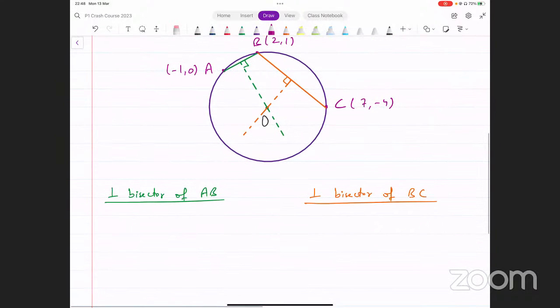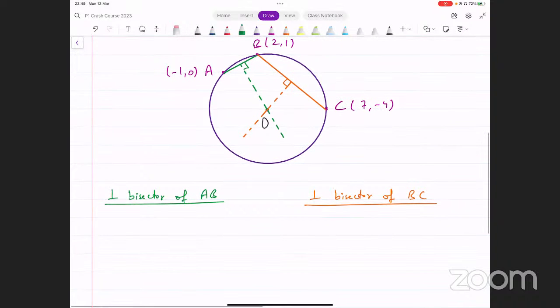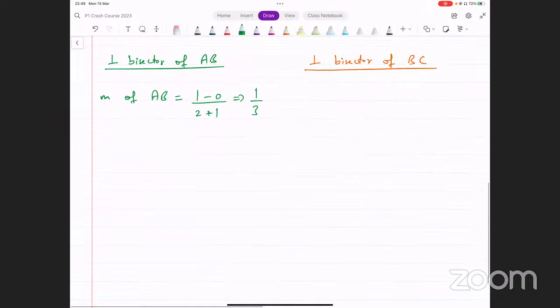Now, how do you find equations of perpendicular bisectors? You need the gradient of the original line. Let's find the gradient of AB first of all. What would that be? 1 minus 0 divided by 2 plus 1, which turns out to be 1/3. That's the gradient of the line AB. What about the gradient of the perpendicular bisector? That would be the negative reciprocal of this. That turns out to be -3.